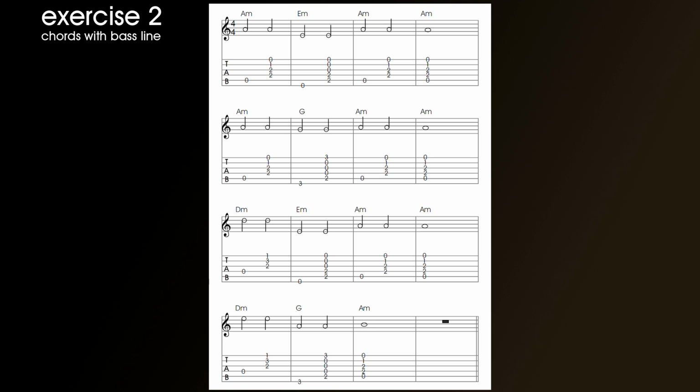Here's exercise 2 played again at 90 beats per minute with a 2-bar introduction, so try to play along with it if you can.